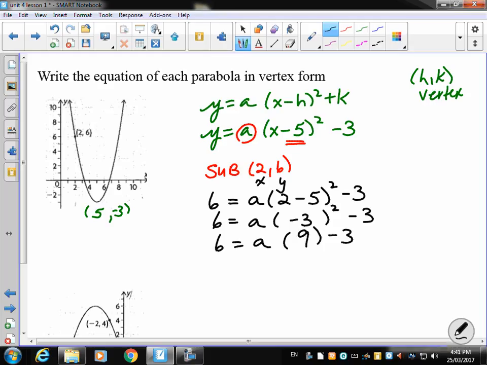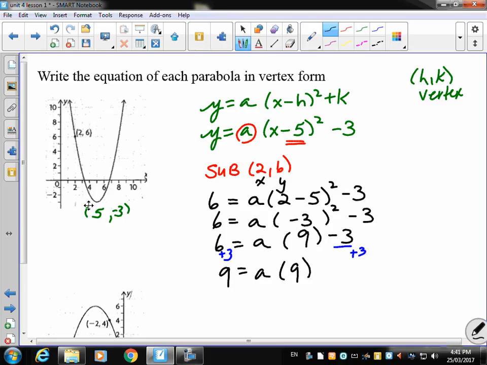Now that I've done all the work that I can do, I'm trying to solve for A. And when we're trying to solve for something, it's like peeling away the outermost layers first, kind of like dealing with an onion. So I'm going to get rid of the furthest bits. I'm going to get rid of him first. So to get rid of subtract 3, I'm going to add 3 to both sides. Sometimes it's helpful to remind yourself what you just did. So if I add 3 to both sides, I have 9 equals A times 9.